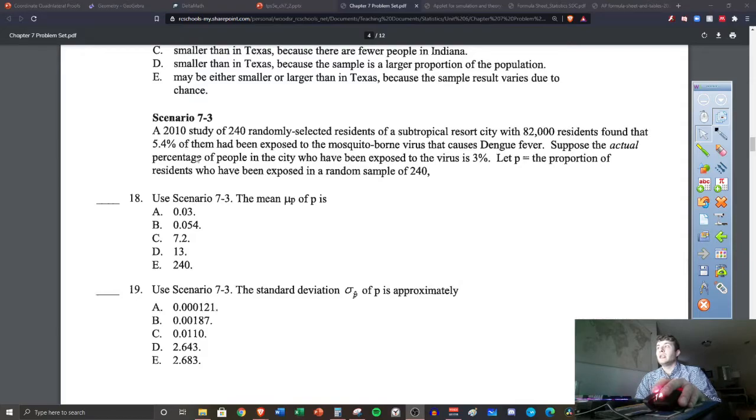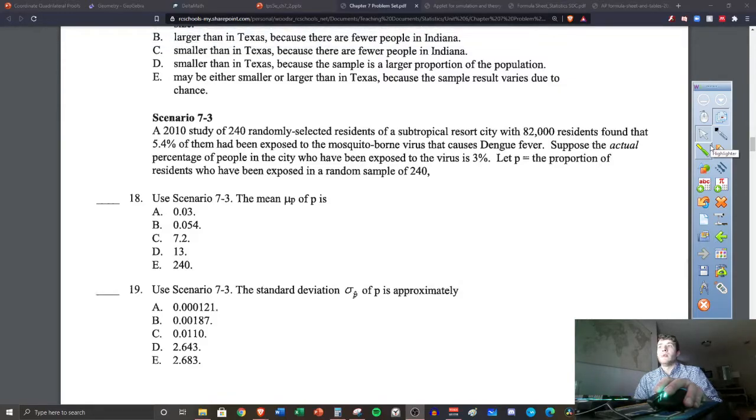So it says, in 2010, a study of 240 randomly selected residents of a subtropical resort city with 82,000 residents found that 5.4% of them have been exposed to the mosquito-borne virus that causes dengue fever. I don't know if I said that right. Suppose the actual percentage of people in the city who have been exposed to the virus is 3%. Let P equal the proportion of residents who have been exposed in a random sample of 240.